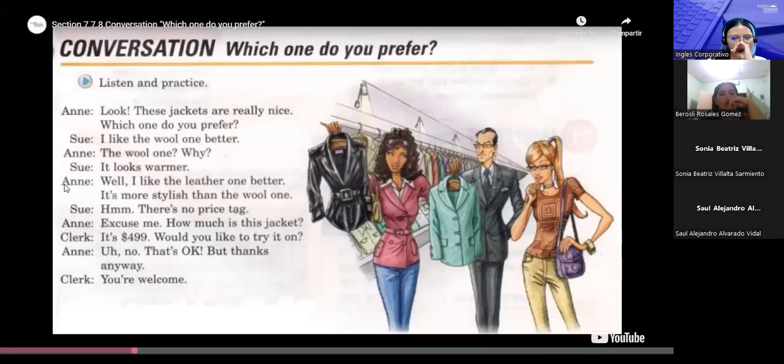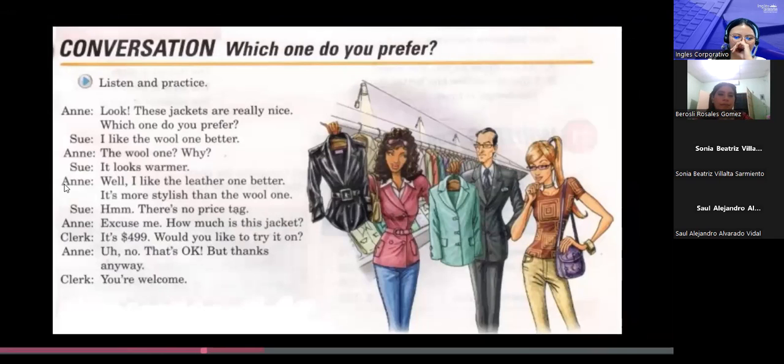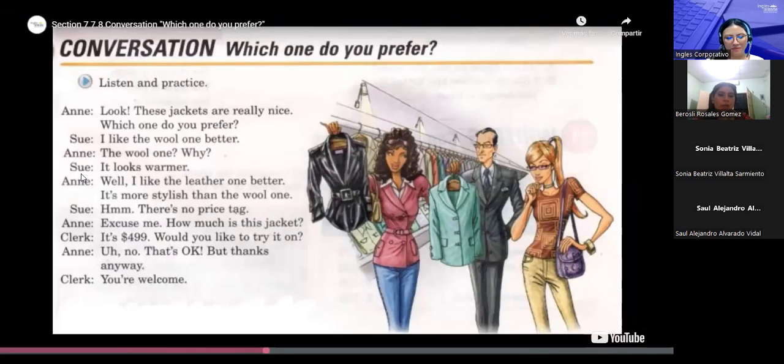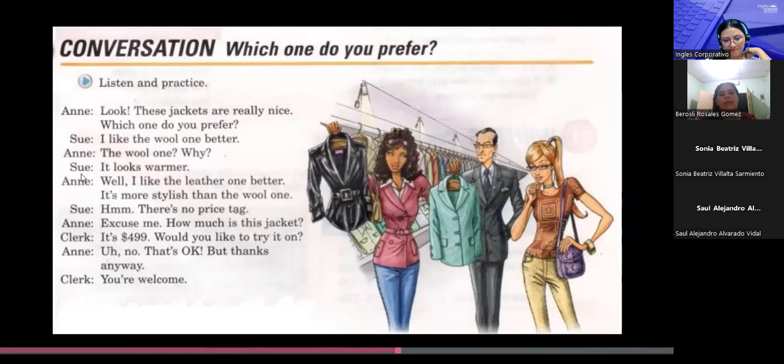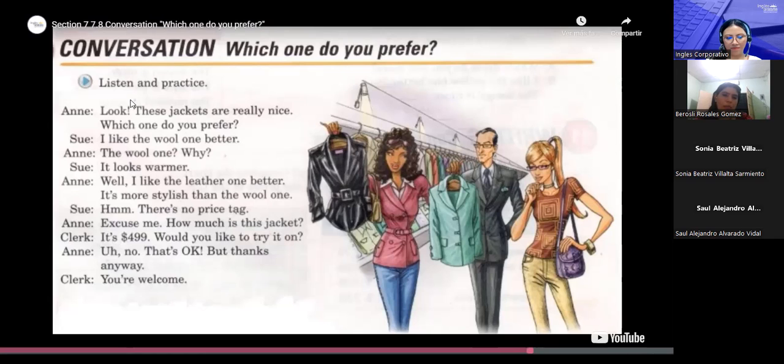Which one do you prefer? Look, these jackets are really nice. Which one do you prefer? I like the wool one better. The wool one? Why? It's warmer. Well, I like the leather one better. It's more stylish than the wool one. Hmm, there's no price tag. Excuse me, how much is this jacket? It's $499. Would you like to try it on? No. That's okay. But thanks anyway.